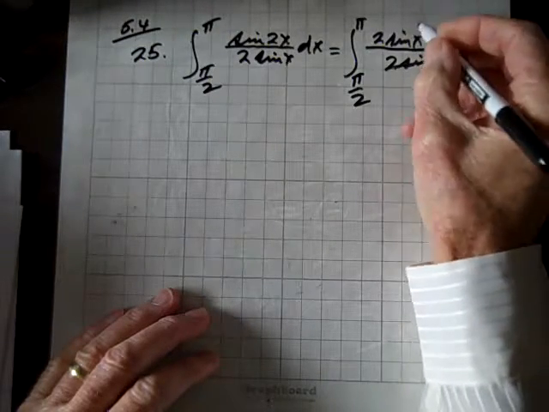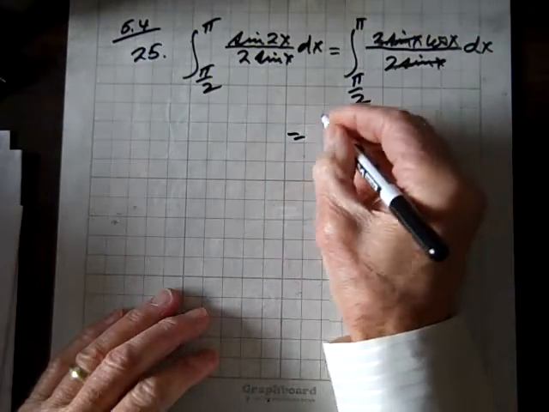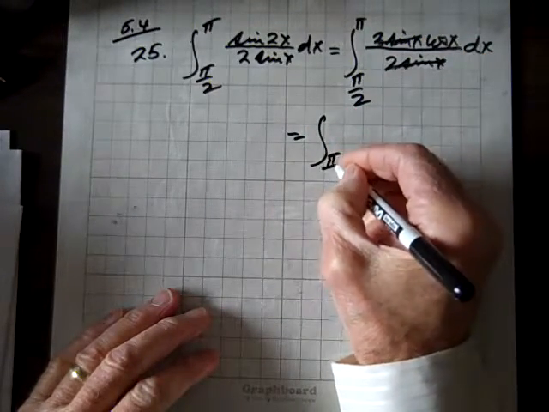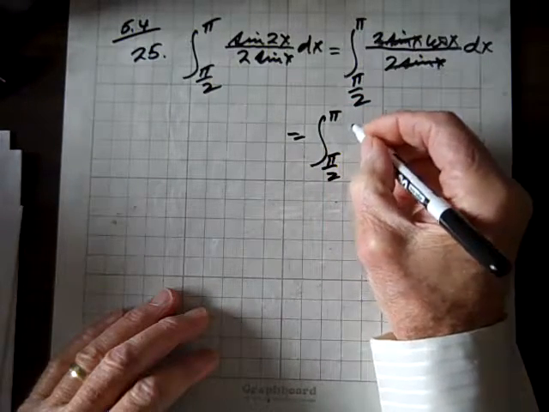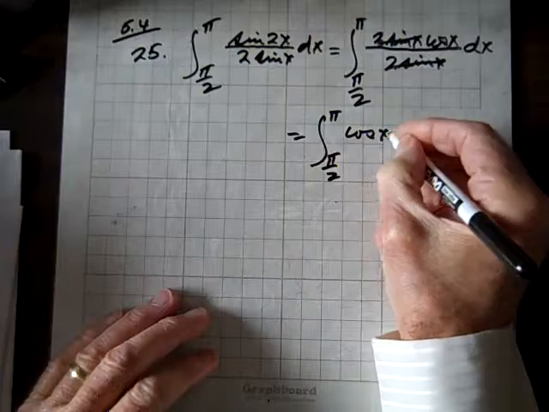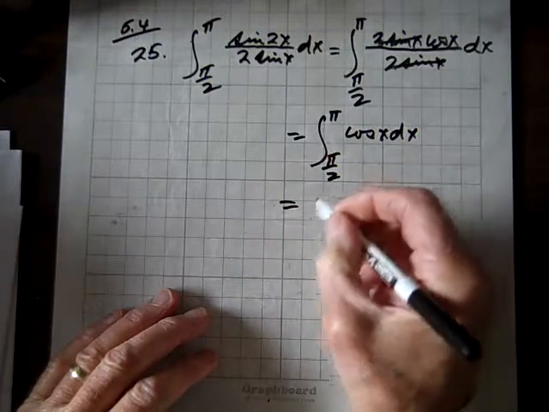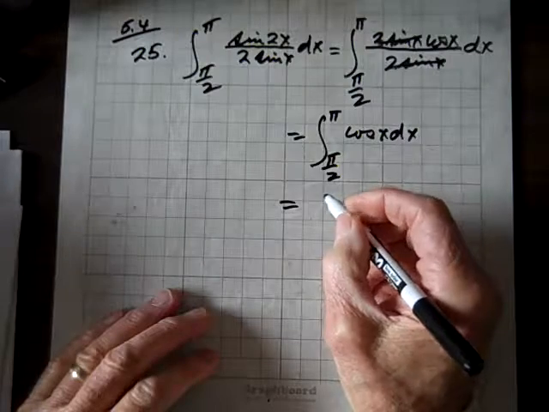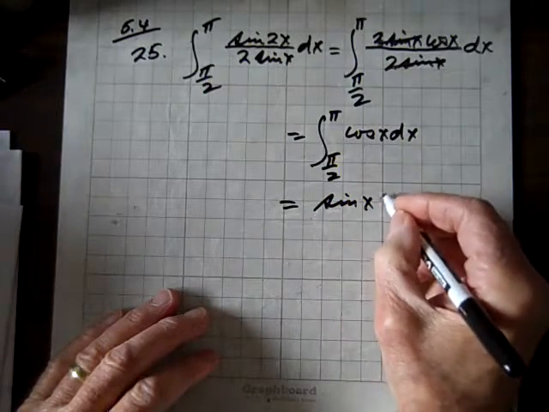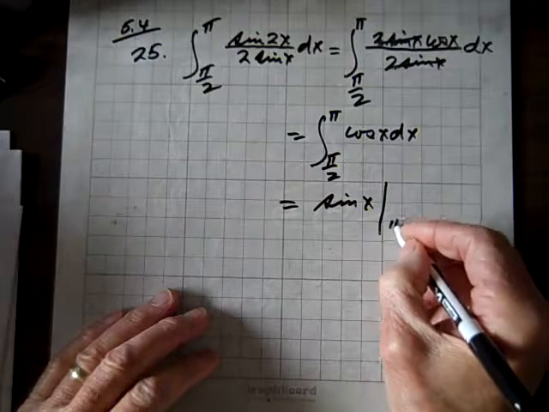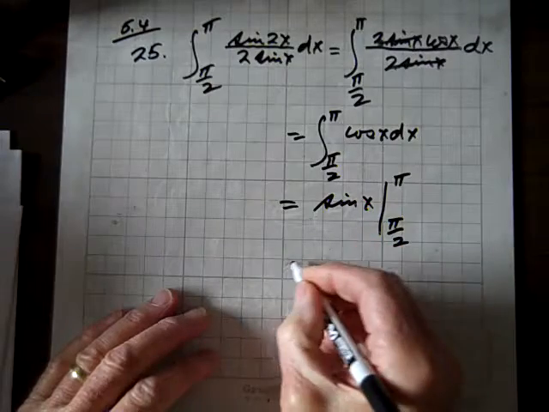And notice we've got factors that divide out, so now we have the integral from pi over 2 to pi of cosine of x dx, much more manageable. And the antiderivative of cosine of x is sine of x. So we're going to evaluate that from pi over 2 to pi.